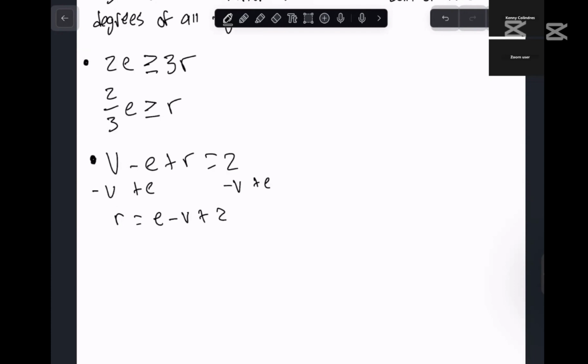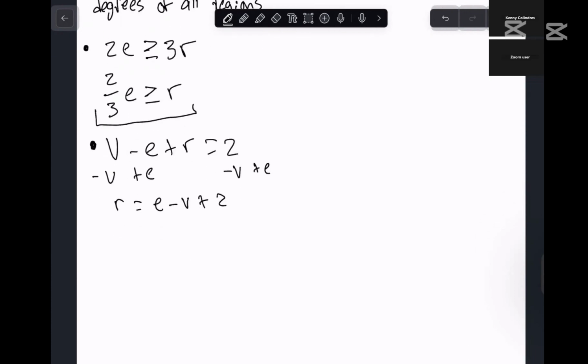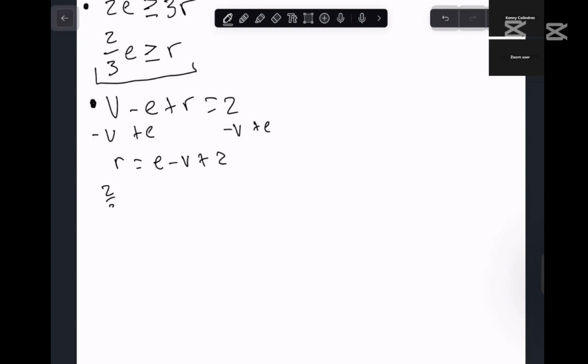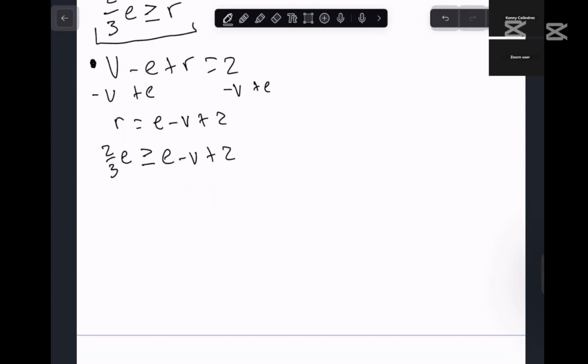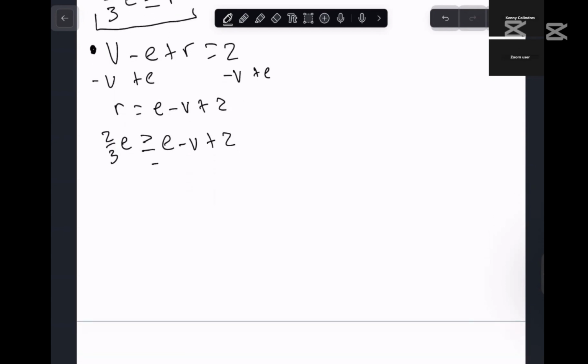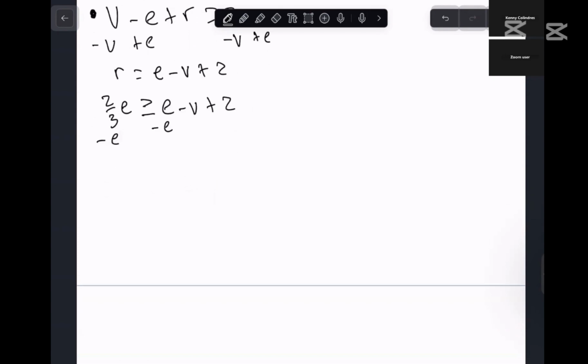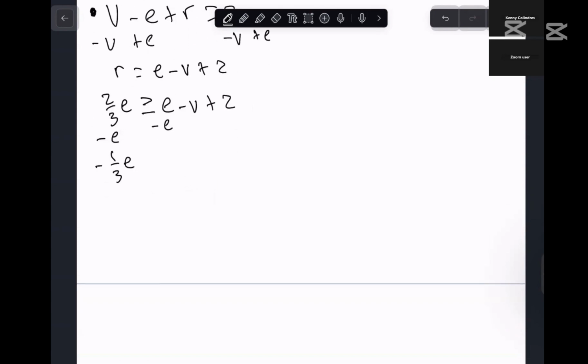Here, using what we derived, we know that 2/3 E is greater than or equal to R. So what we can simply do is say 2/3 E is greater than or equal to E minus V plus 2. And we know this because R is equal to E minus V plus 2, and since 2/3 E is greater than or equal to R, we can just simply plug that in. And now what we can do is just subtract E from both sides and combine like terms. That gives you negative 1/3 E is greater than or equal to negative V plus 2. Now we just want to isolate E, which we can do by multiplying both sides by negative 3.